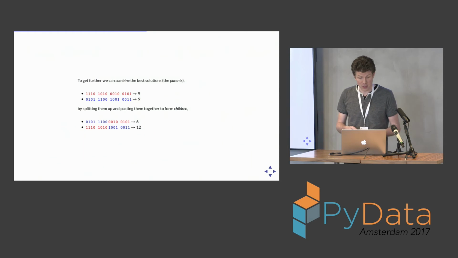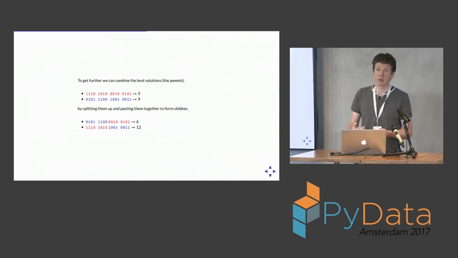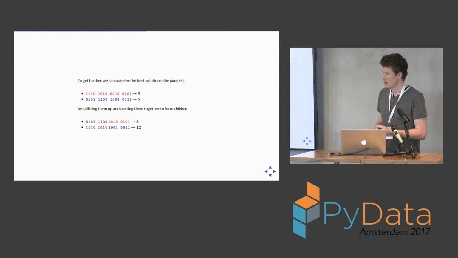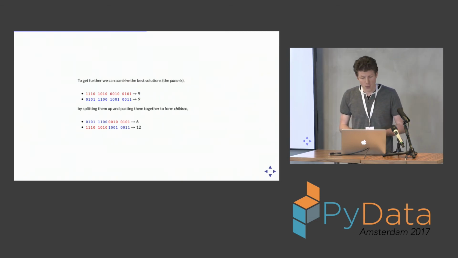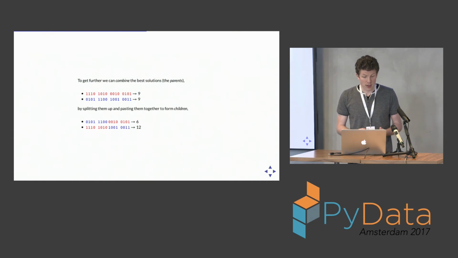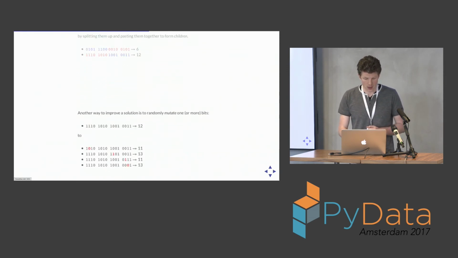So what then happens is, for example, I take the first 8 bits of the blue one and then the last 8 bits of the red one, and then I get a solution that is much less good than the original 2. But if I take the first 8 bits of the red one and then the last 8 bits of the blue one, I get a solution that is much better. So using this method, we can take 2 solutions and create solutions that might be better than the original ones.